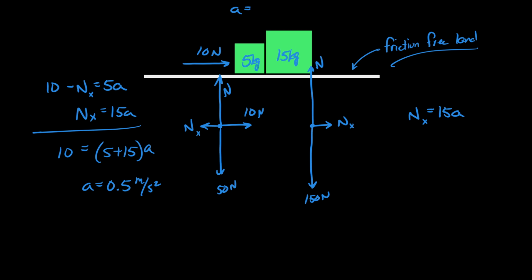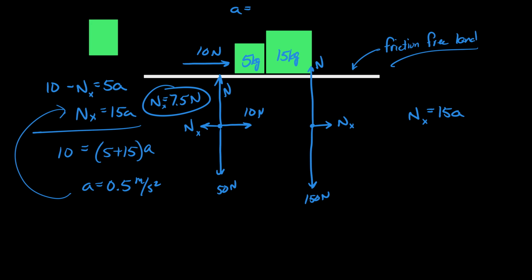But if I want to figure out what that normal force is, I'd have to go back and plug it in here. When I do, I find that the normal force equals 7.5 newtons. The difference here is instead of the box being pulled apart, that little 5 kilogram box is experiencing 10 newtons from this side and 7.5 from this side. It's being crushed.